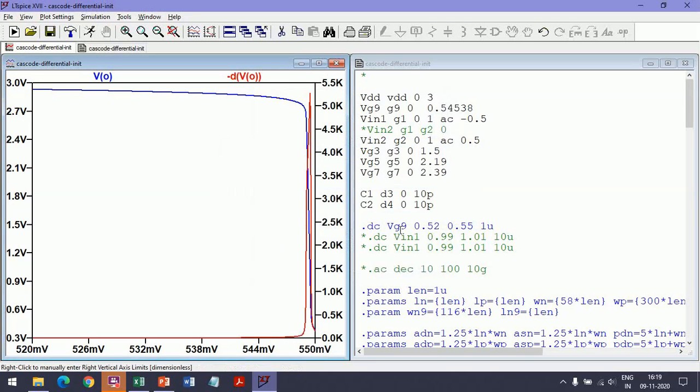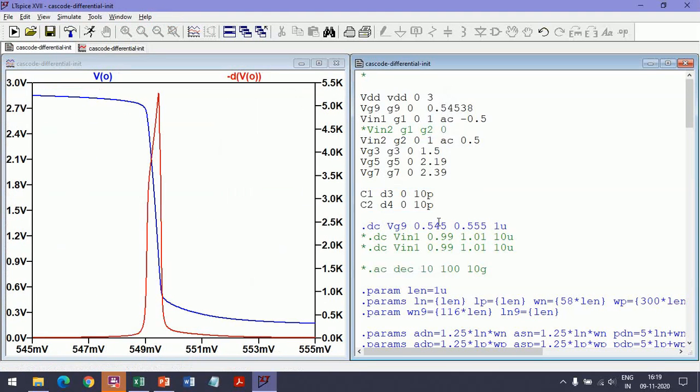Okay, so actually this is far too much to the side. So let me change these voltages, 5, 4, 5 to maybe 5, 5, 5. Alright, so what this is telling us is that as VG9 is varied in this range, when the output voltage drops drastically is when all transistors are in saturation. So we have to apply a gate voltage at M9 in this range.